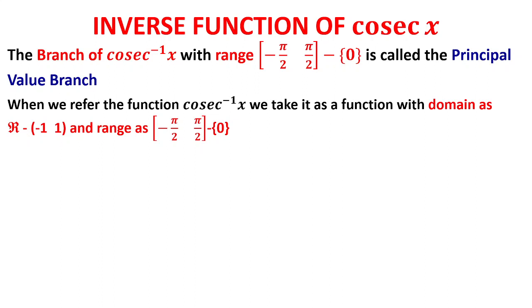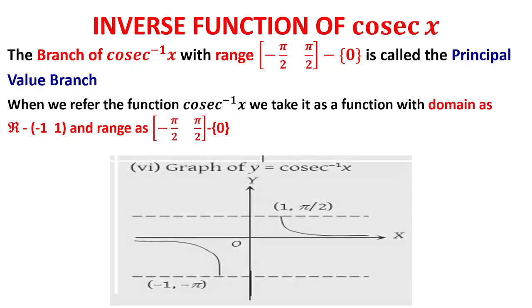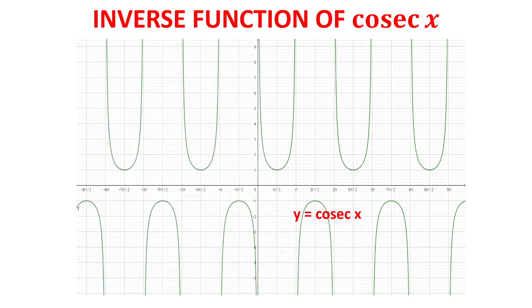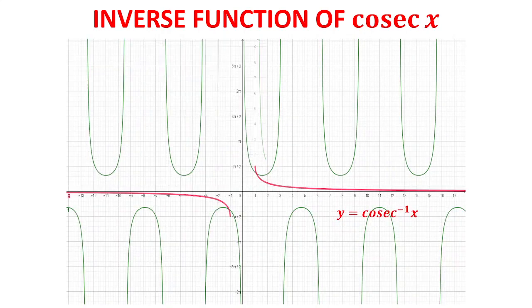That is the set of all real numbers except the open interval minus 1 to 1. And the range is minus pi by 2 to pi by 2, excluding 0. Therefore, this is the graph now. Now, let us take the graph of cosecant x. This is the cosecant x graph and this is the minus cosecant x graph.